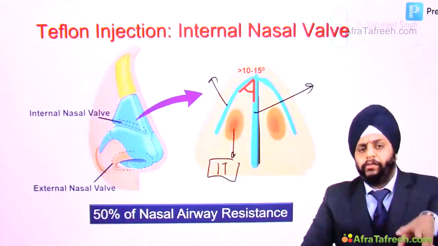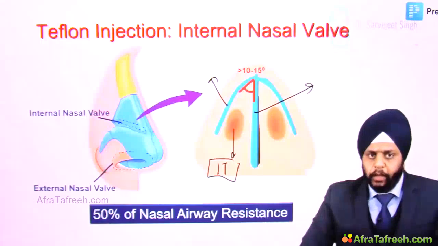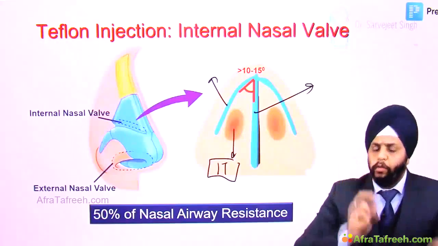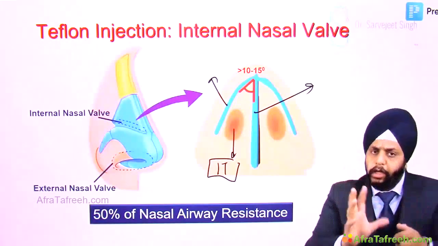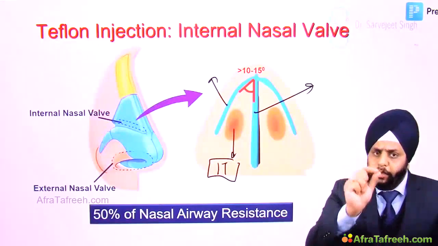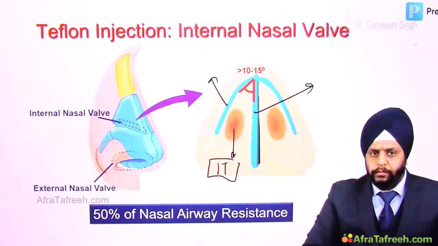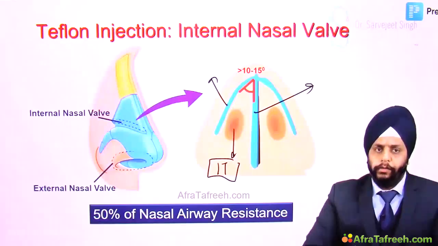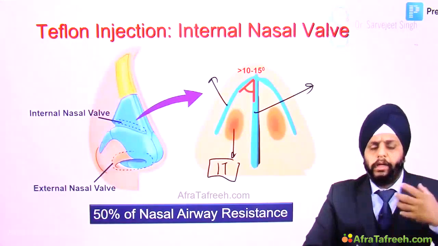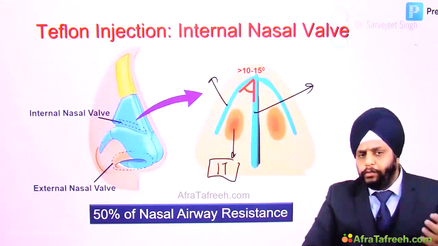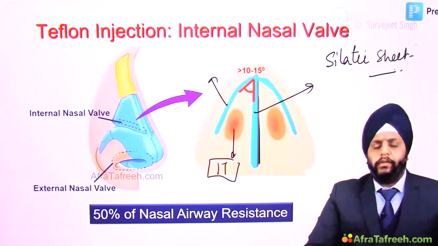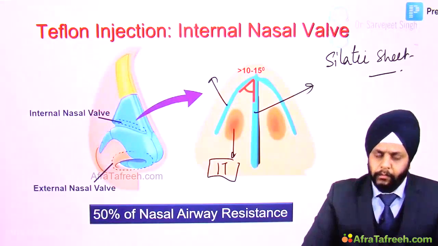50% of nasal airway resistance is over here. So what we can do is inject the Teflon and make it further narrower. So we can further decrease the airflow just by injecting some Teflon over here. So this is the best point to inject it so as to decrease the airflow. Other than this Teflon injection, or other than doing Young's operation, some people have also tried placing Silastic sheet below the mucosa, but that is also a surgical procedure, right?